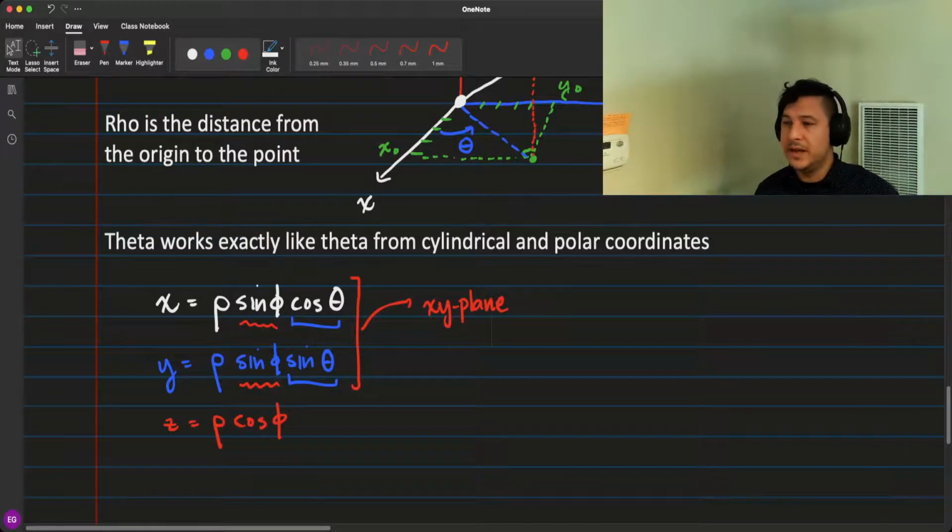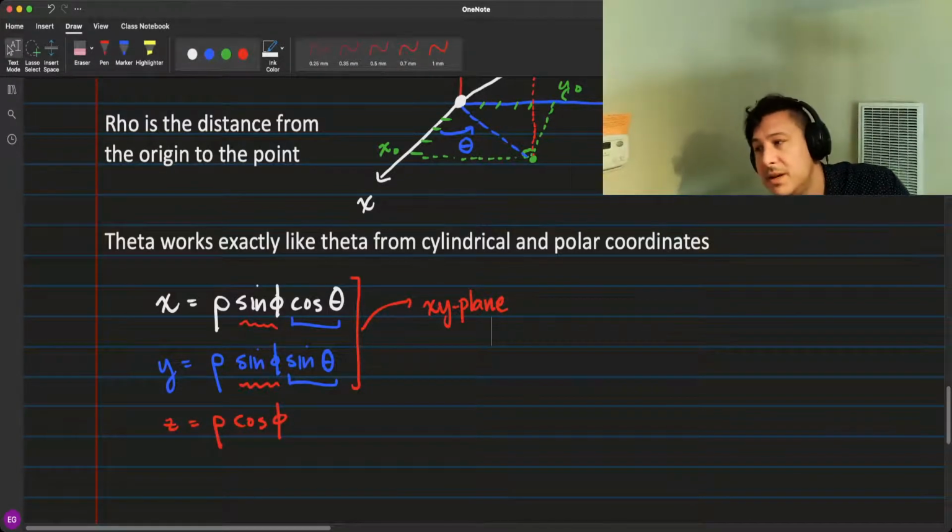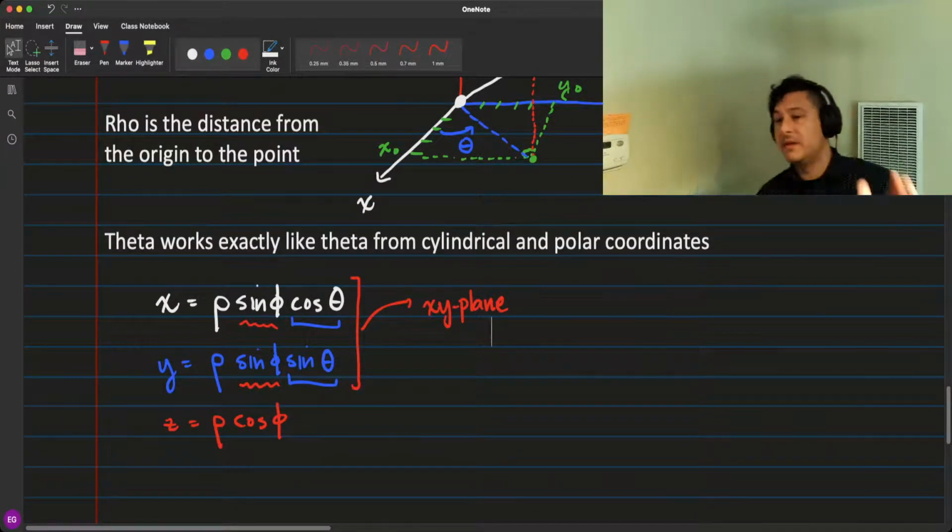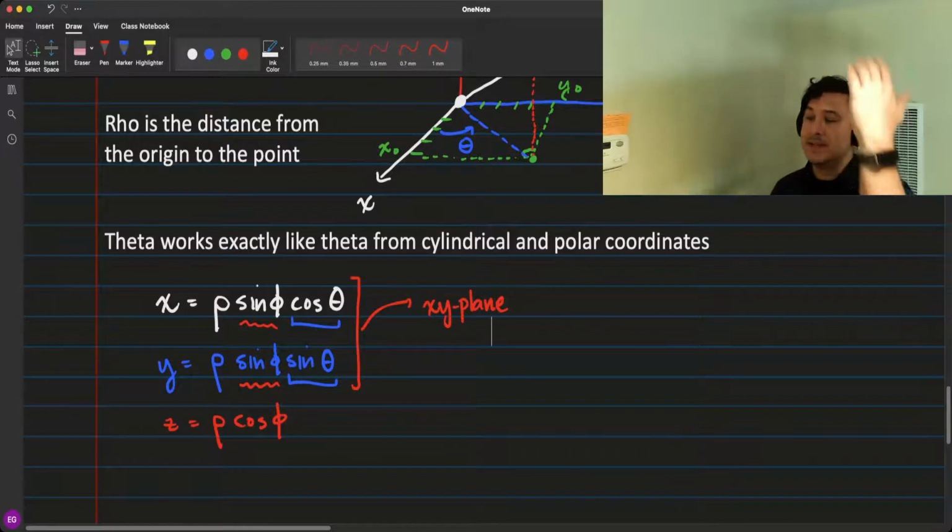You might be wondering, how am I going to remember this? The way I remember it is that the x and the y values are in the xy plane, basically, so they're going to involve theta. But when you calculate the z value, that has nothing to do with the xy plane. So it only involves phi, which is the rotation from the z-axis.